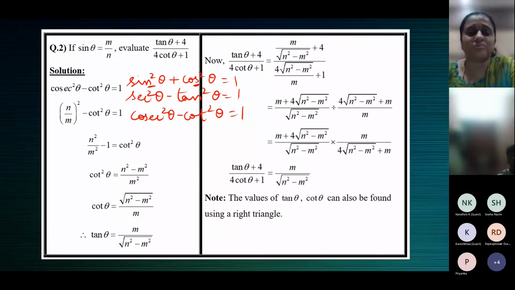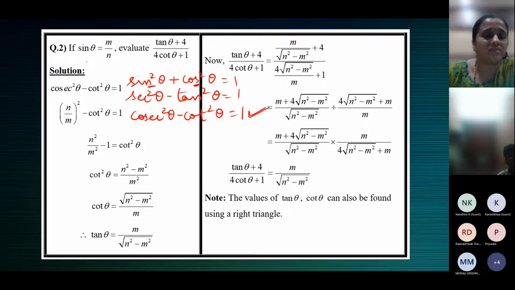So please choose from these three identities, children. I have chosen this one. My idea is that this one has cosecant square theta and cot square theta. Since we know sine theta, we also know cosecant theta. So if you use the value of cosecant theta here, you can find cot theta, and with cot theta, you can find tan theta. That's the idea I worked out in my mind, and that's what you see here. You first plan and then you execute it.